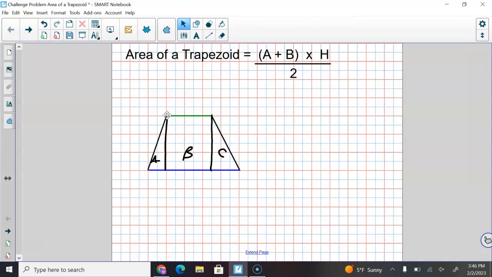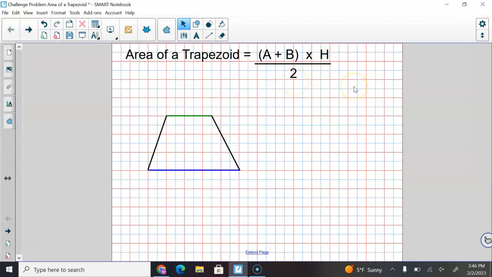So what I'm instead challenging you to do is something different. Because what I've actually put up on the board on top is the formula. This is the equation you can use every single time to find the area of a trapezoid. So to find the area of a trapezoid, you need to take A and B, add them together, multiply it times the height, and then divide it by 2.